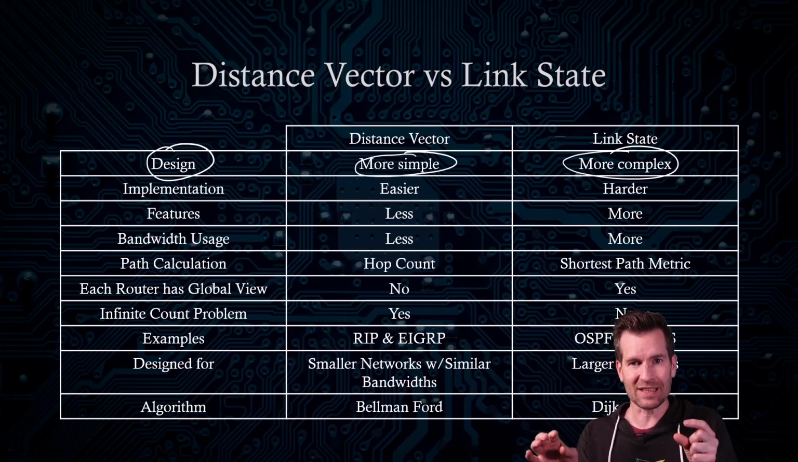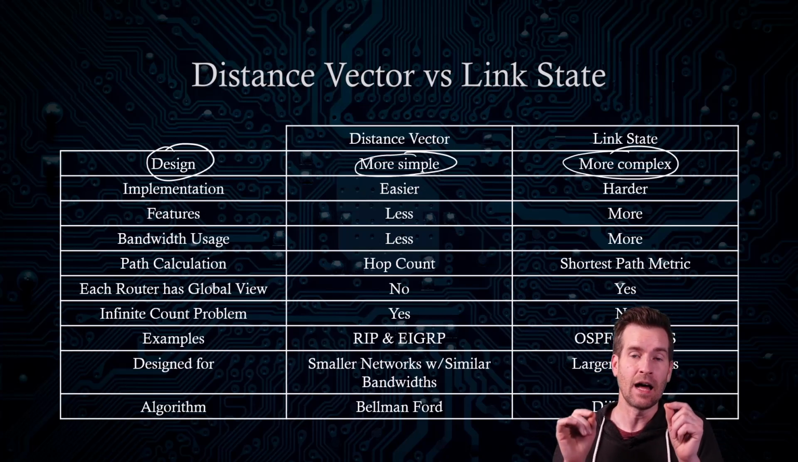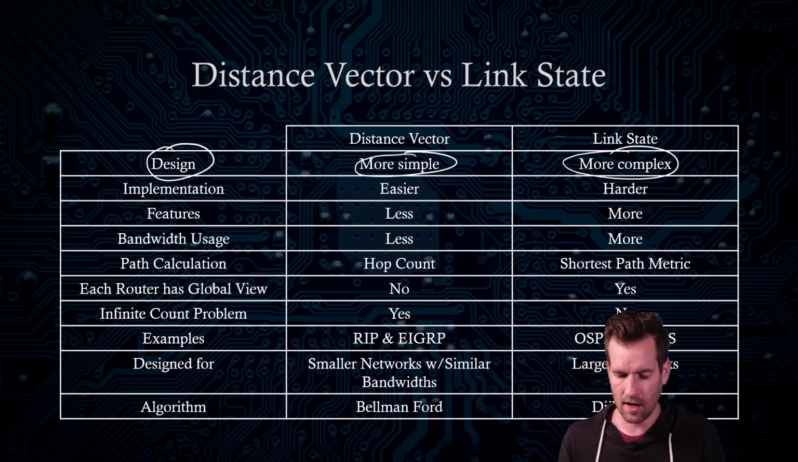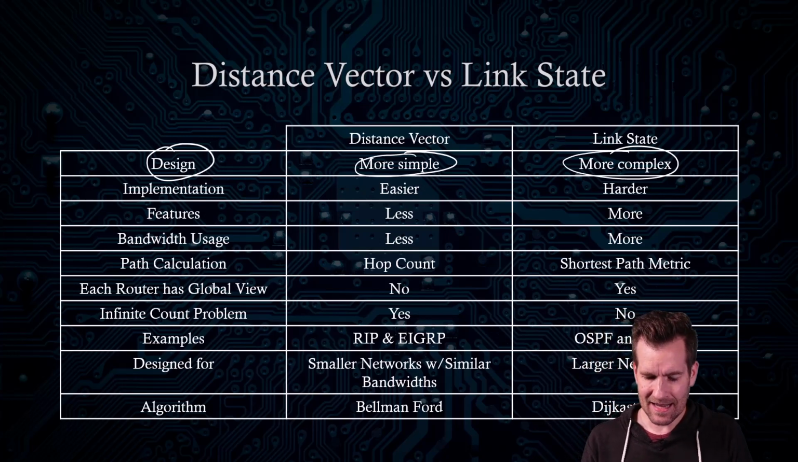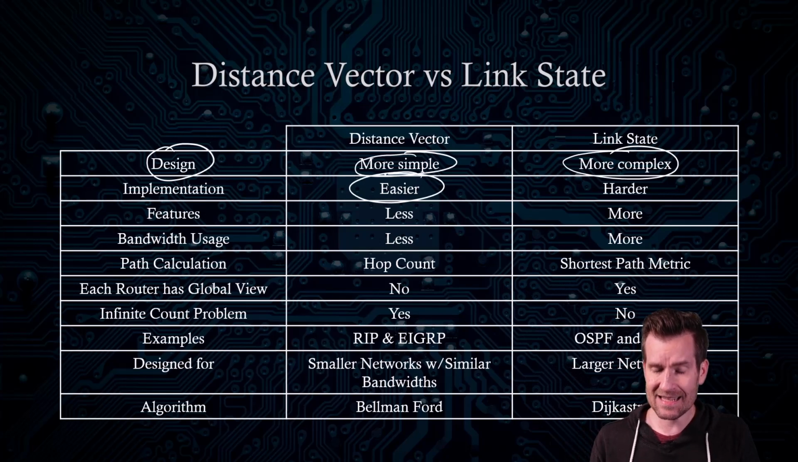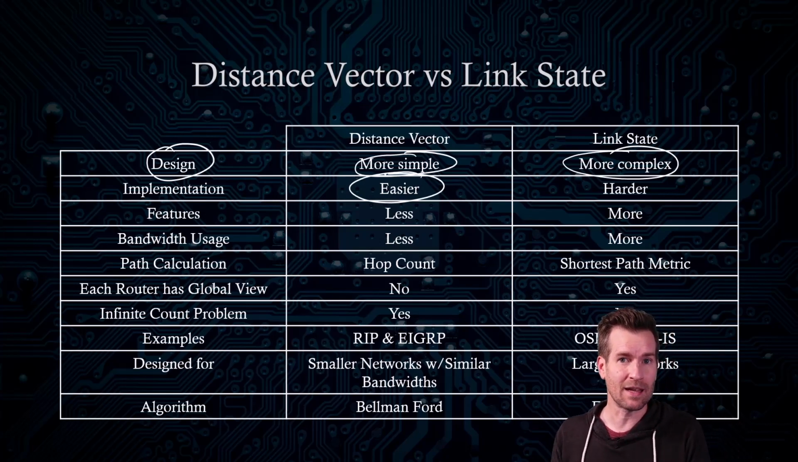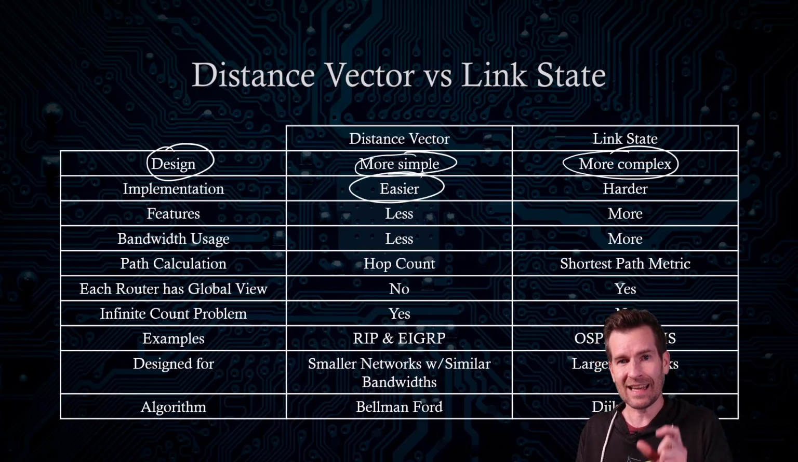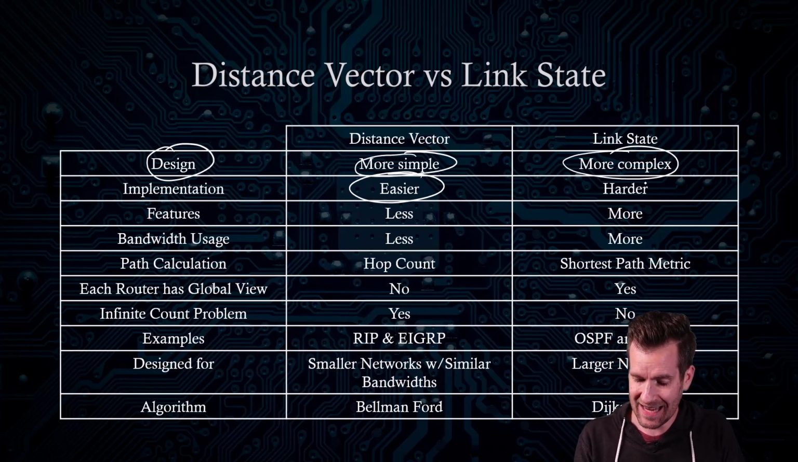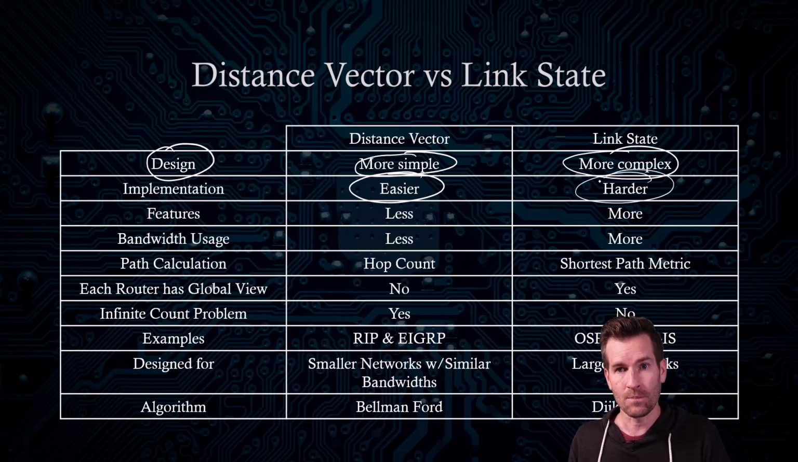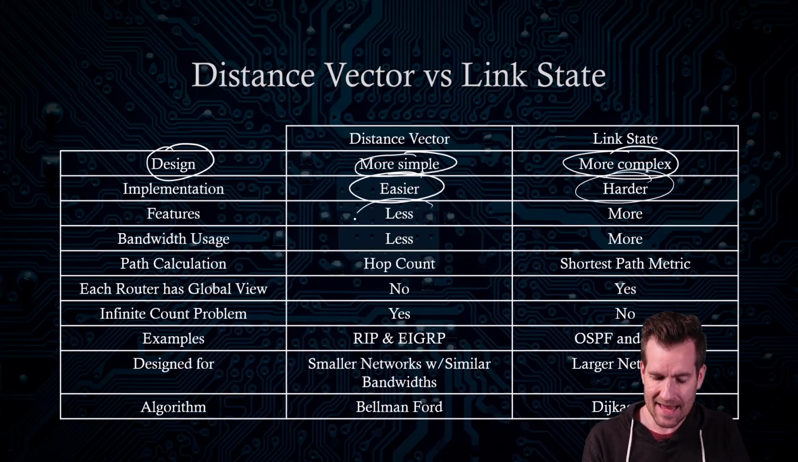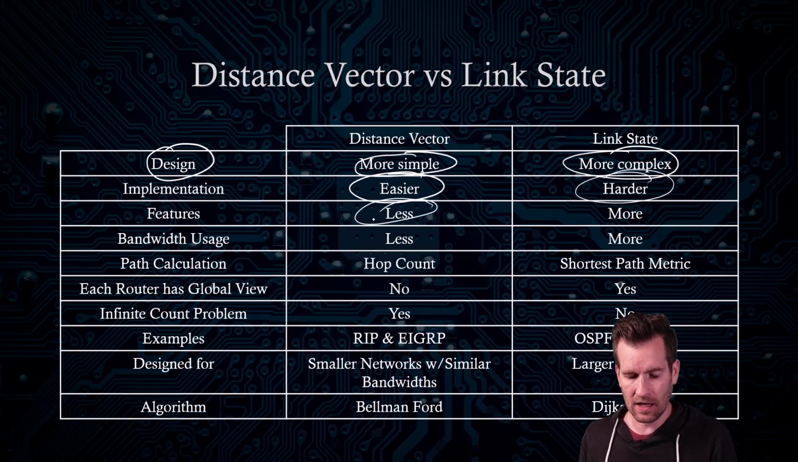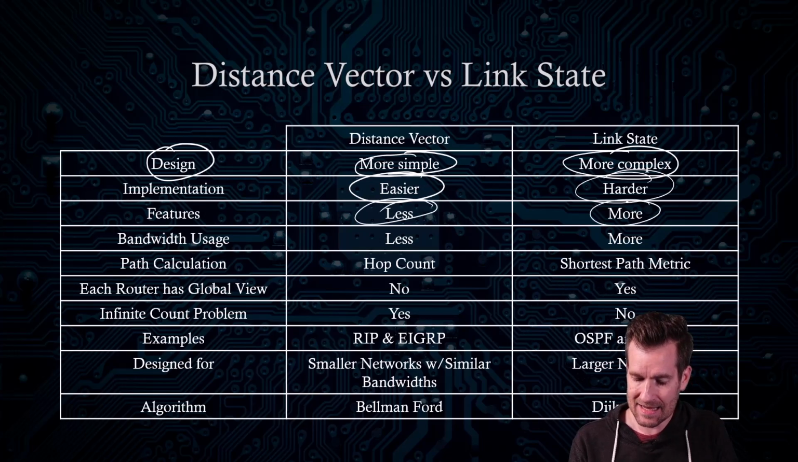So it will label the links and then send information of those links to the other routers. So that is the difference between distance vector and link state. From an implementation standpoint, distance vector tends to be easier to implement because it's much more simplistic in how it operates, versus link state tends to be a little bit harder.